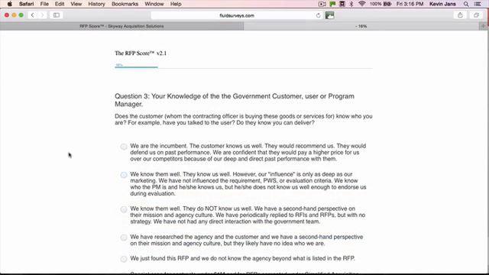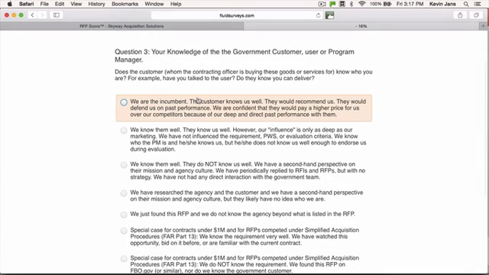Next question. Your knowledge of the government customer, and this is the program manager, the customer, the user. Right? So there's the contracting officer who signs the contract, manages the acquisition strategy. Then there's the person who actually has the need. You have to understand both of them. Question 2 was, do you understand what the contracting office is going to do? Question 3 is about, do you understand the government customer? We are the incumbent, we know them extremely well, et cetera, et cetera.